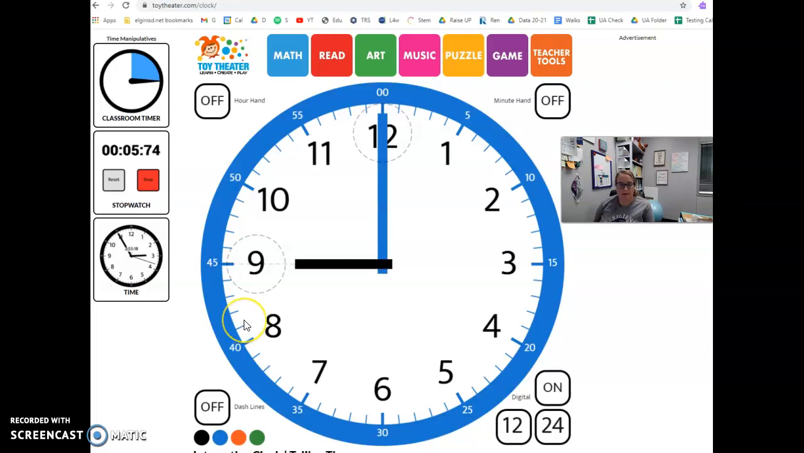Okay, let's look at this clock. What kind of clock is this? Is it an analog clock or a digital clock? I hope you said analog because it is an analog clock.